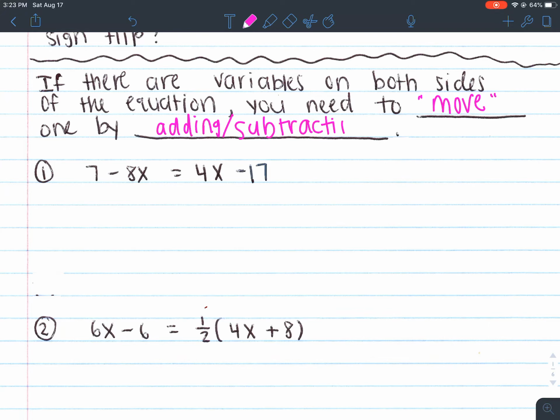Number 1 is 7 minus 8x equals 4x minus 17. Okay, and we just mentioned, if you have variables on both sides, you need to move one of them to one side, right? So they either need to be all on the left or all on the right. I like for all of them to be on the left, so I'm going to go ahead and move the 4x over. Now, where am I going to subtract the 4x from? From the 7 or from the negative 8x? I'm going to subtract from the 8x, right?